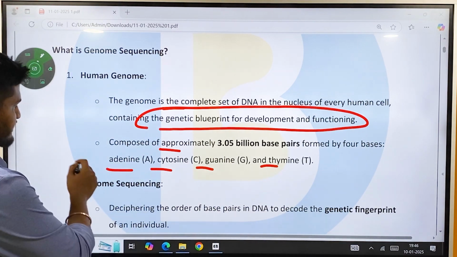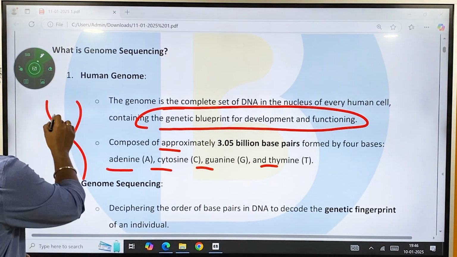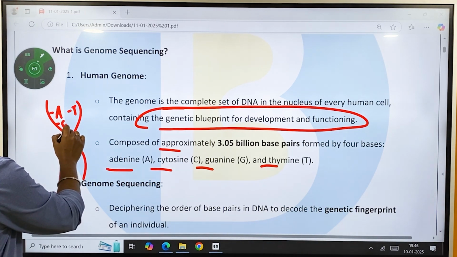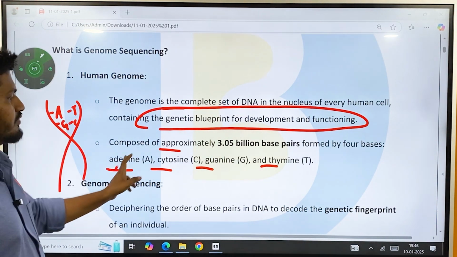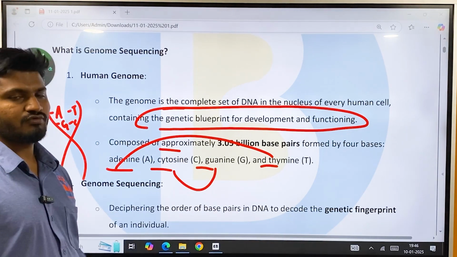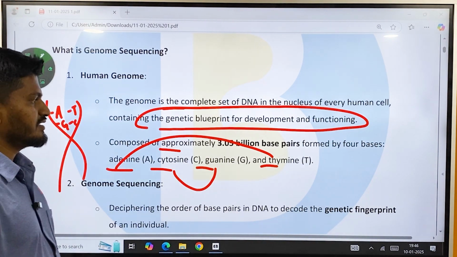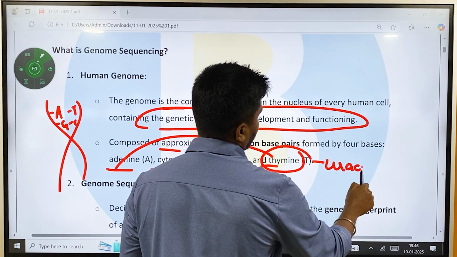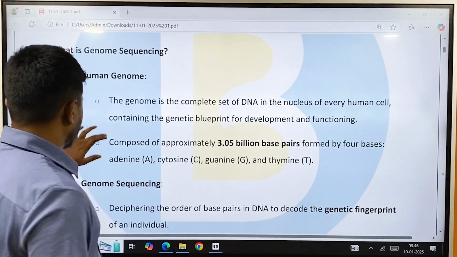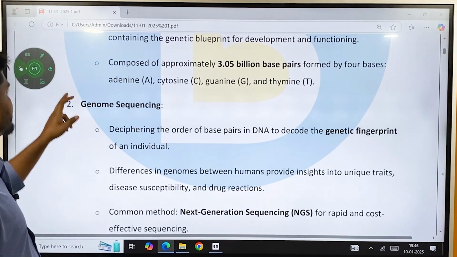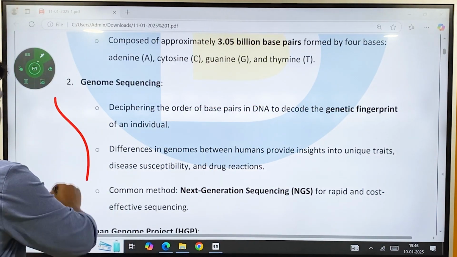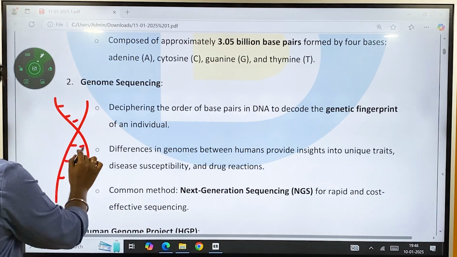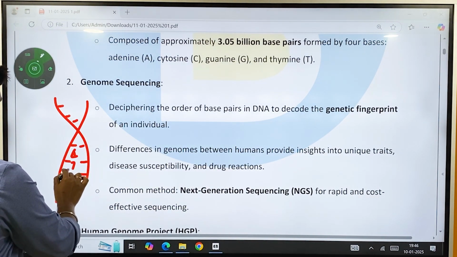If it is DNA, then A will be coding with T, G will be coding with C, that is adenine with thymine, cytosine with guanine. If it is an RNA, instead of thymine, you will be having uracil. Then genome sequencing is, we said that in DNA there will be coding ATGC, ATGC, ATGC.